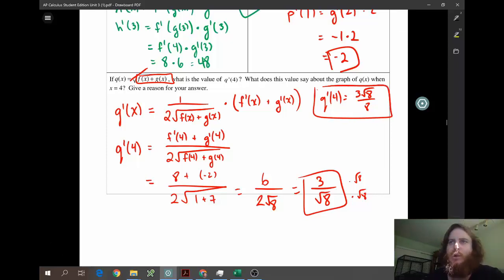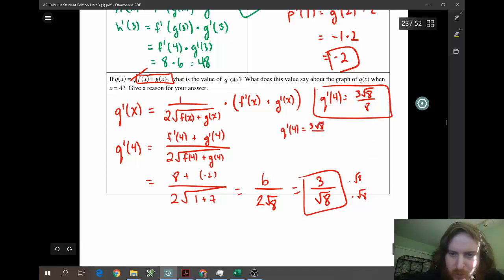And it says, what does this say about the graph when x equals 4? So what do we know about the graph? Well, we know that q prime of 4 equals 3 square root of 8 over 8. What does the derivative tell us about a graph? The derivative tells us the slope, which tells us if our graph is increasing or decreasing. So basically we're going to put a greater than 0 symbol. That means that the graph of q is increasing, that's the what, and the where is at x equals 4.